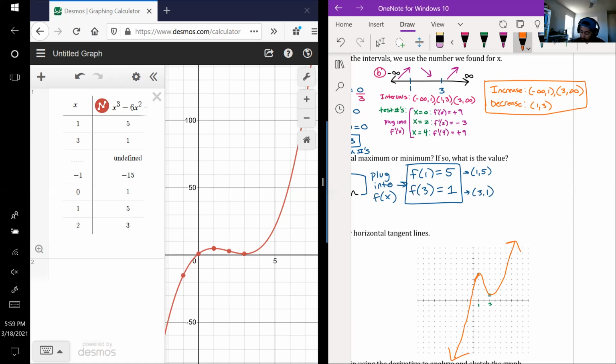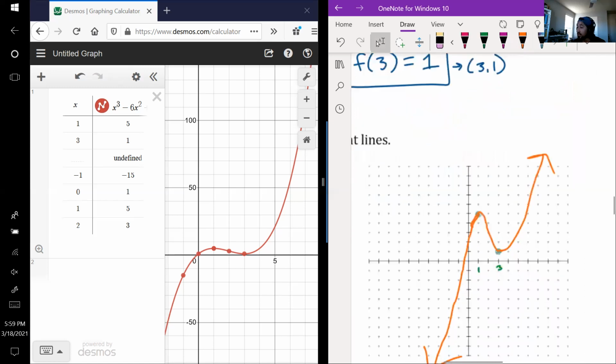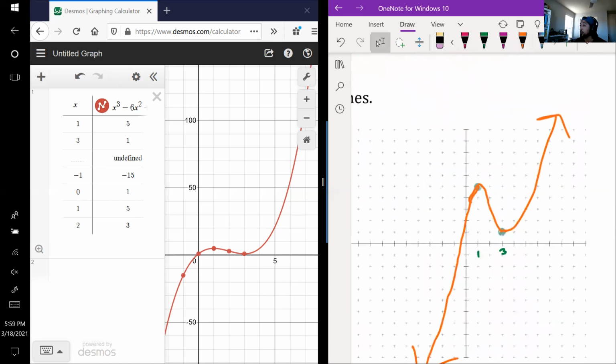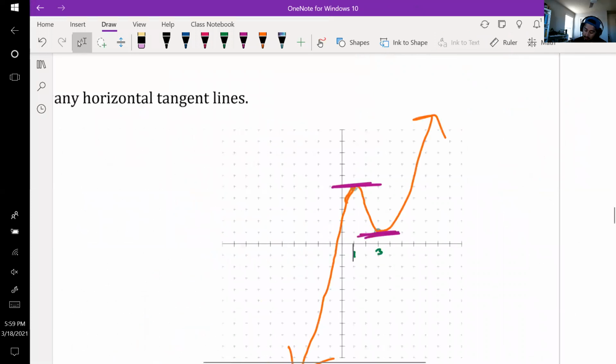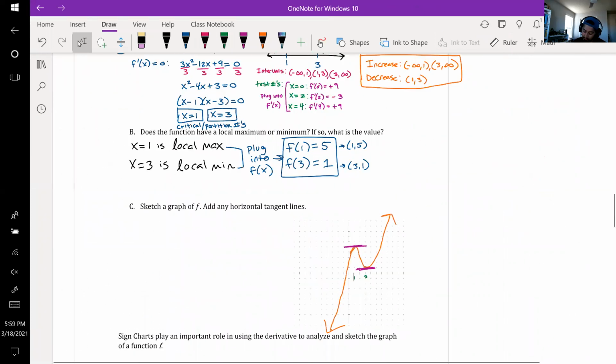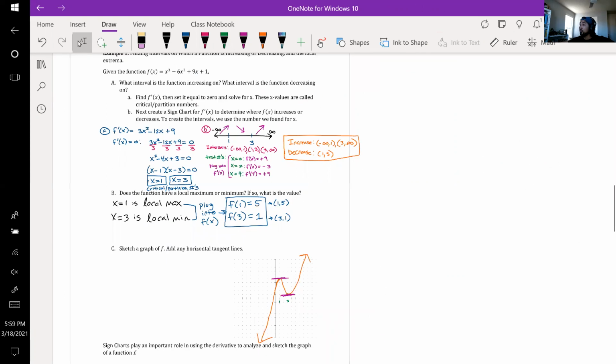Oh, and the last part of this says to add horizontal tangent lines. Well, remember 1 and 3 are my critical numbers. And at these critical numbers, you will have horizontal tangent lines. So this means all you have to do is draw something like that, and that's it. Okay. And that's how you sketch a graph by its first derivative.